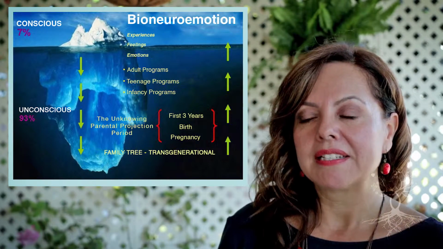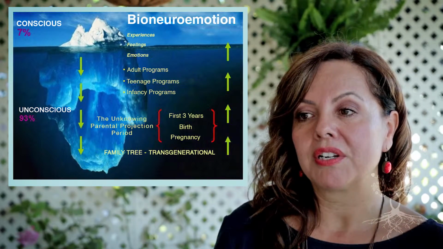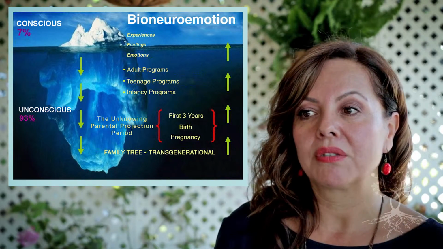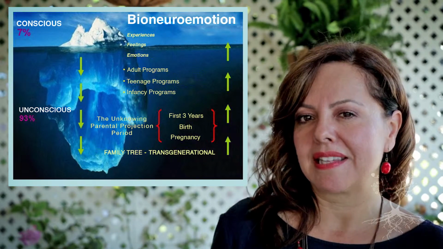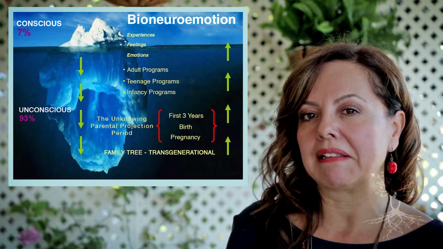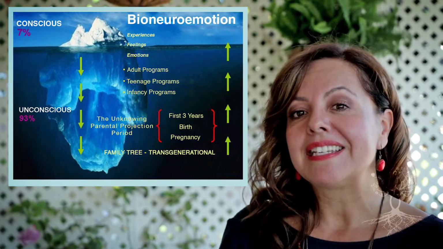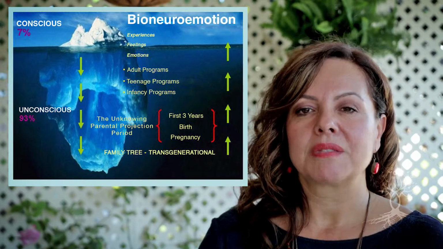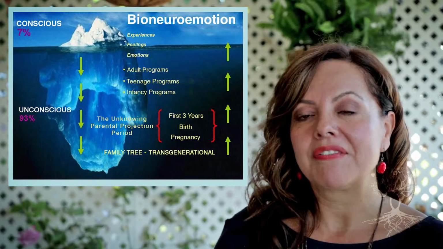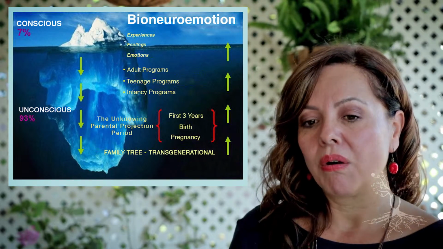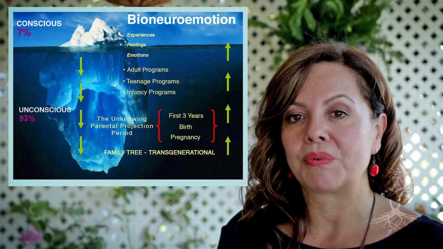First, below the water, in that subconscious or unconscious mind, you're going to find all the programming from adult programs. That's stuff that we have lived recently, experiences that we have lived, let's say, in the last 10 years, depending on our age. We also are going to find teenage programming. This is all the experiences that we lived when we were teenagers. And we also have infancy programming. These are all the memories, sensations, everything that we experienced when we were little, when we were kids.